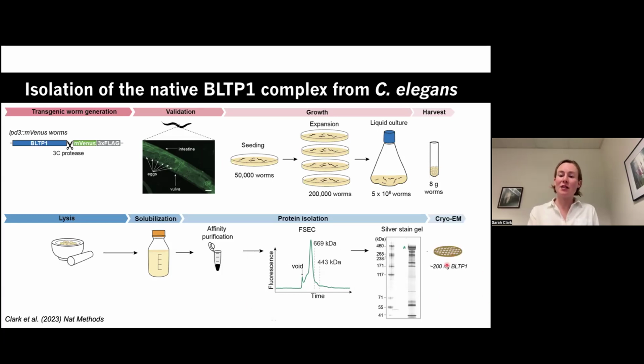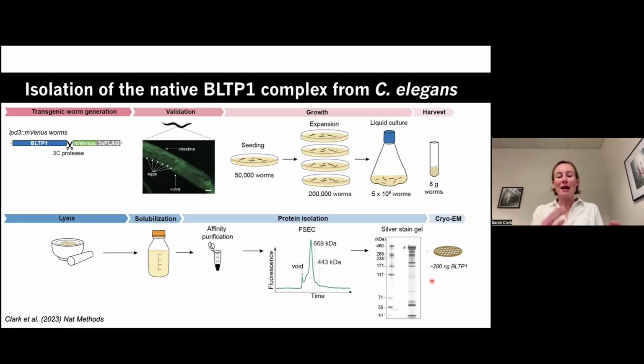And then at the end, for cryo-EM experiments and other experiments, we ended up with about 200 nanograms of BLTP1, which is still, in the world of structural biology, not a lot of protein, but fortunately is sufficient for cryo-EM if you're using 2-nanometer carbon grids or grids with some other support film.